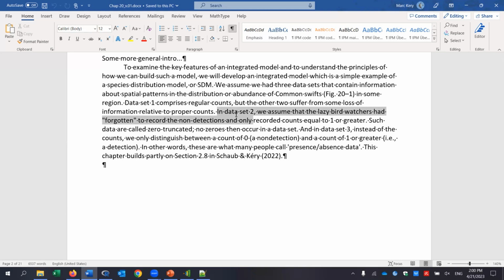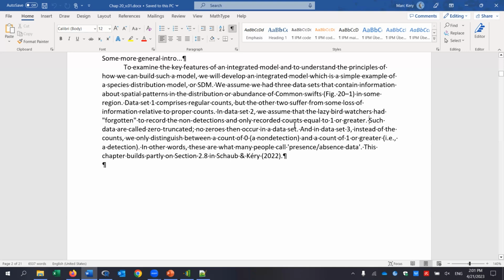First we assume that we have some lazy bird watchers who never record the zeros. This is pretty common. It's the count variant of presence-only data, if you like. These data are called zero truncated, so we never observe the zeros there. But we can do statistical estimation also with such distributions where some observations in principle are never observed. They're called truncated, or in this case, zero truncated distributions.